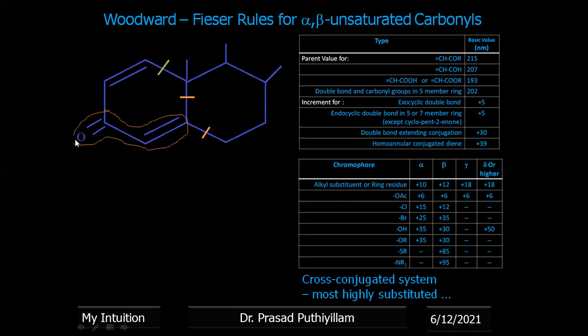I'll close it here. I cannot close it further. So alpha position, beta position, and beta position have substituents. And this particular carbon we consider as the alkyl group, R group.